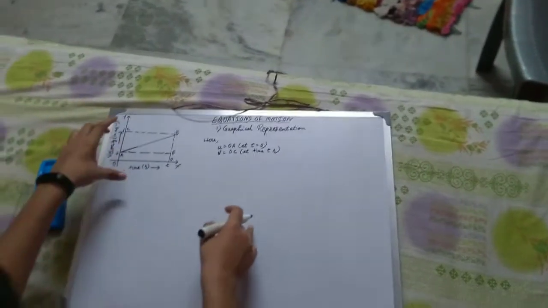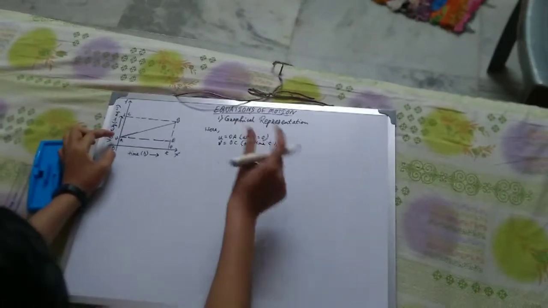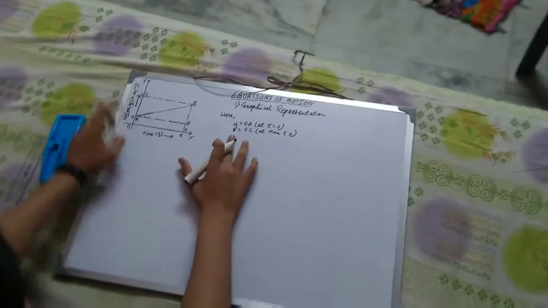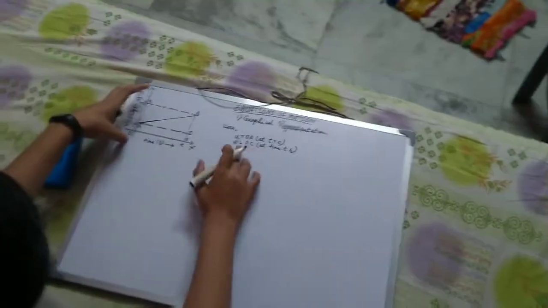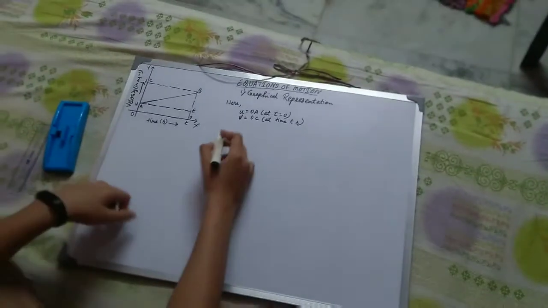Here I have a graph ready. Here you can see that initial velocity u equal to OA at time equal to 0 seconds, and final velocity equal to OC at time t seconds. I have used these two things from the graph given alongside. Now we are going to prove the first equation.